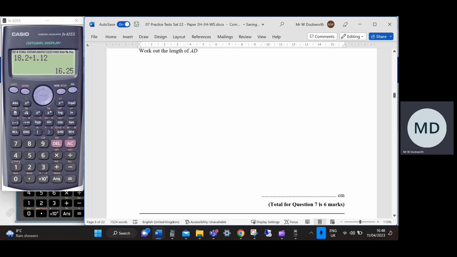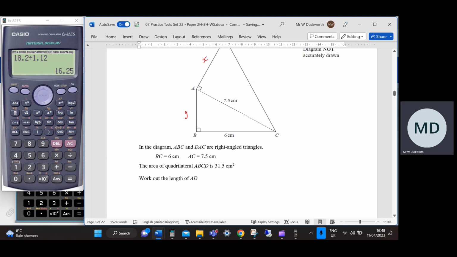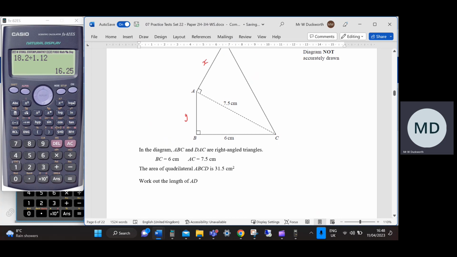Okay, so let me just check, 6 marks. That does make sense. So I'm going to do this as a two-stage Pythag, and then I'm going to have to do a bit of calculation involving area. So first of all, y squared is going to be equal to 7.5 squared minus 6 squared. So y is equal to the square root of 7.5 squared minus 6 squared. So Pythag to find the shorter side. So we're looking at 4.5.